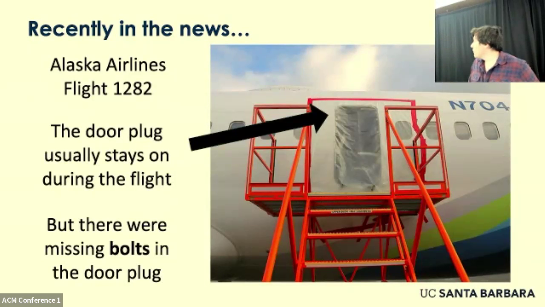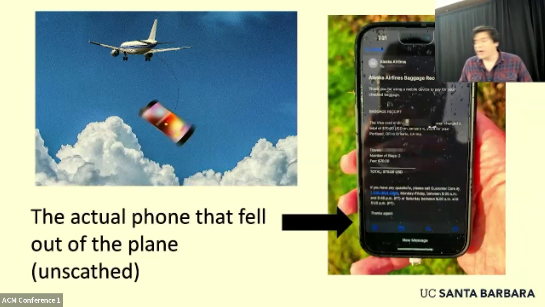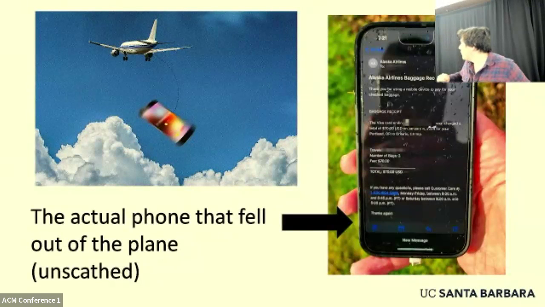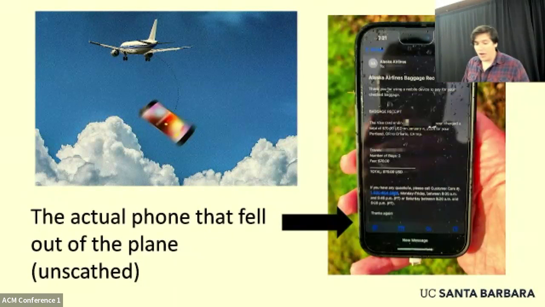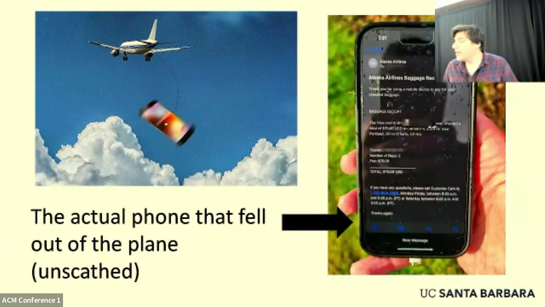And that is the door plug. Usually they like those to stay on during the flight, but in certain situations they don't. And this is because there were some bolts missing from that door plug. And thankfully, nobody died in that incident, but a couple of phones did fall. And this is a real image on the right and not on the left if you can't tell. And it fell to the ground. And not only did it fall to the ground unscathed, the lightning port was still plugged in as the cord had ripped off as the door plug came off. And you can see it's actually open to the email about the baggage claim for that flight.